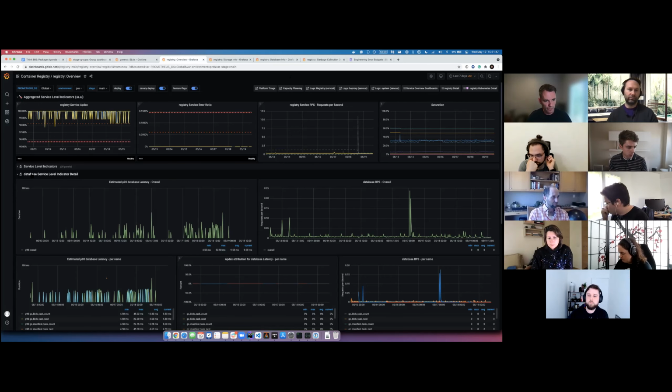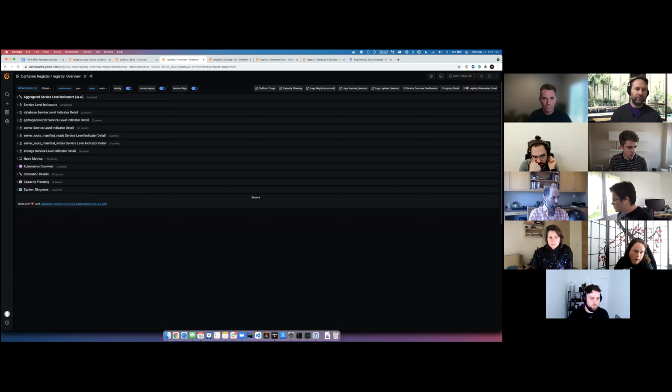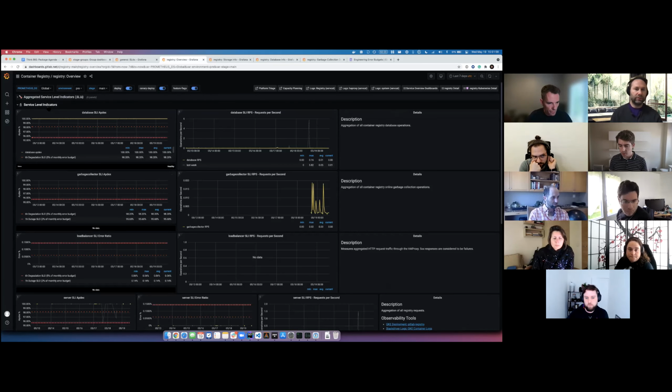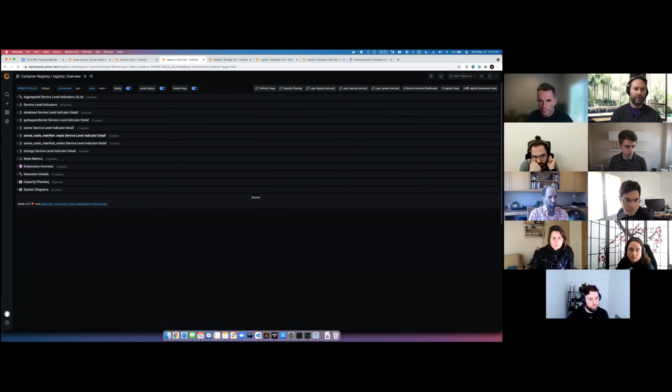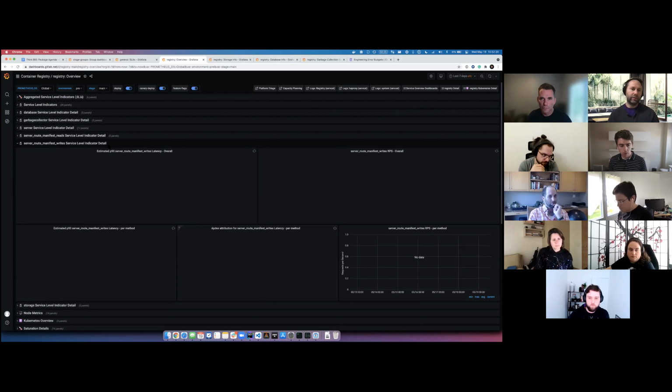So if you look here, we have a set of SLEs. And you have the service level indicator, which is basically the aggregation that I was talking about. So this contains everything. And now we have a new one here, which is the server route manifest reads SLE, which is a specific SLE that we defined for the manifest route when doing reads. So the GET and HEAD methods, and we have a separate one for writes as well.